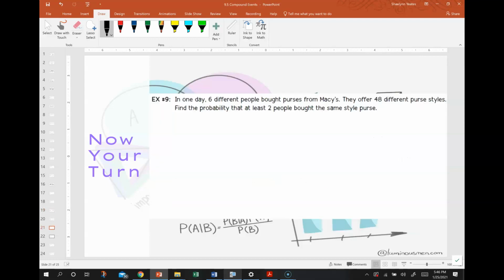You got this. Okay, and then in one day, 6 different people bought a purse from Macy's. I would either make a Venn diagram or a two-way frequency table here. Both will work.